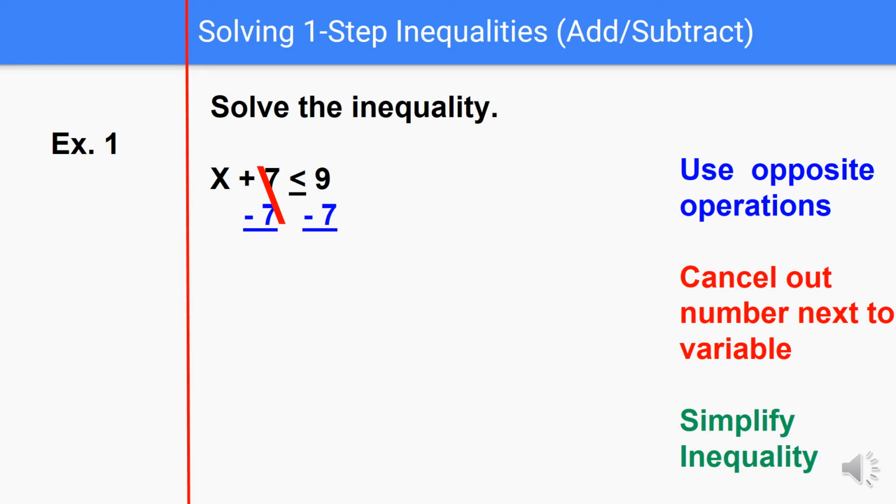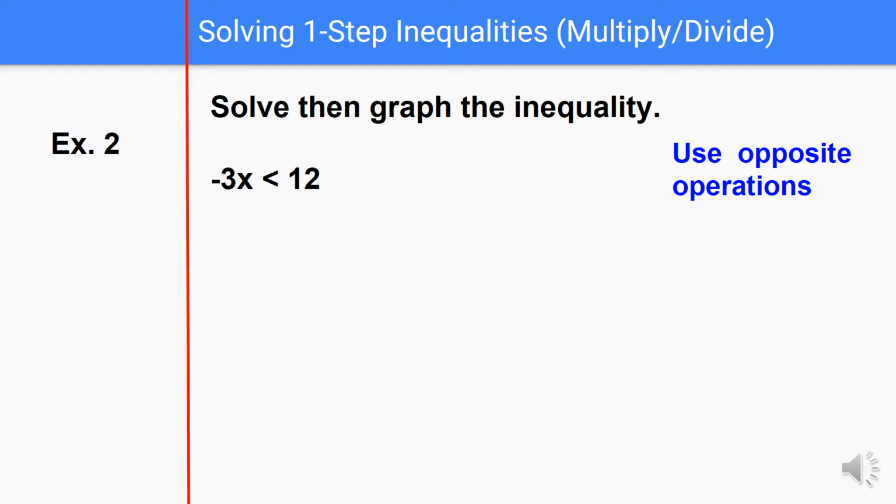we're going to simplify this inequality by subtracting 7 from 9, giving us x is less than or equal to 2. Very much the same as solving one-step equations, but we just have that inequality sign, less than or equal to in this case. This next type is a bit trickier.